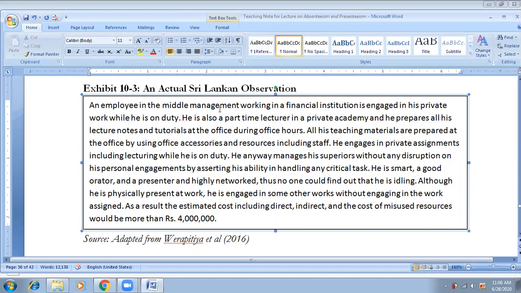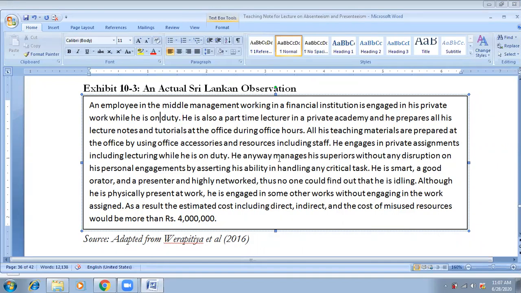An employee in middle management, working in a financial institution, is engaged in his private work while he's on duty. He's also a part-time lecturer in a private academy, and he prepares all his lecture notes and tutorials at the office during office hours. All his teaching materials are prepared at the office by using office accessories and resources, including staff. He engages in private assignments, including lecturing, while he is on duty.